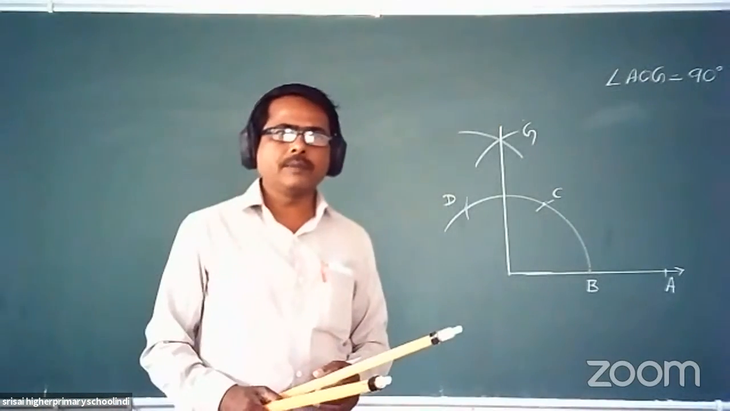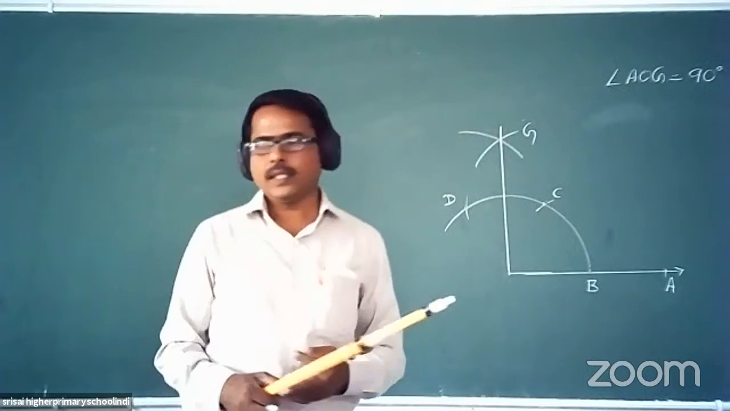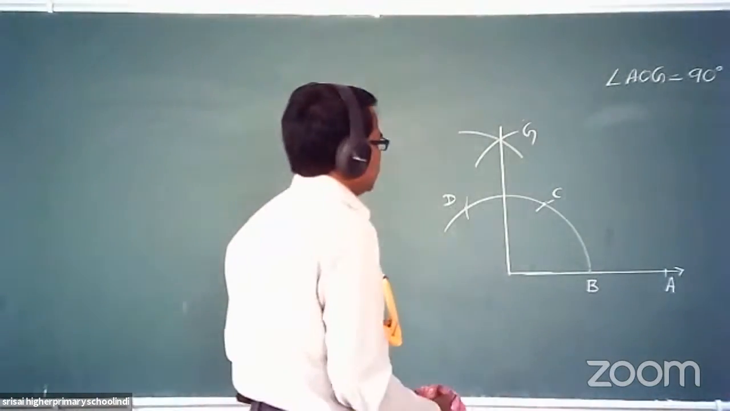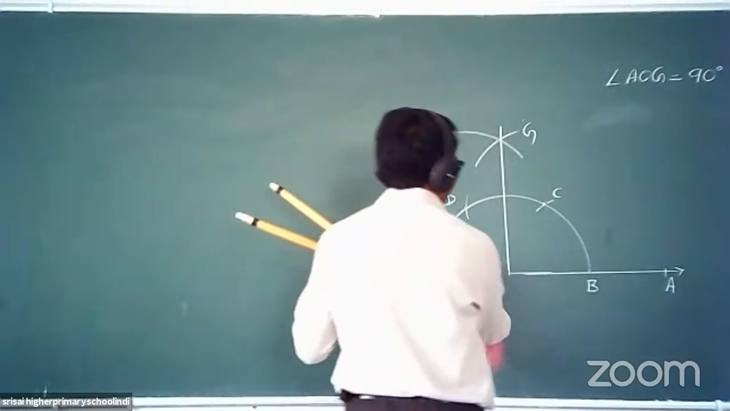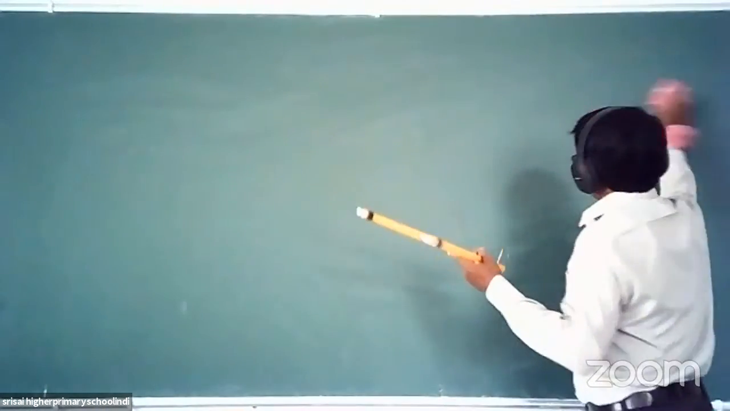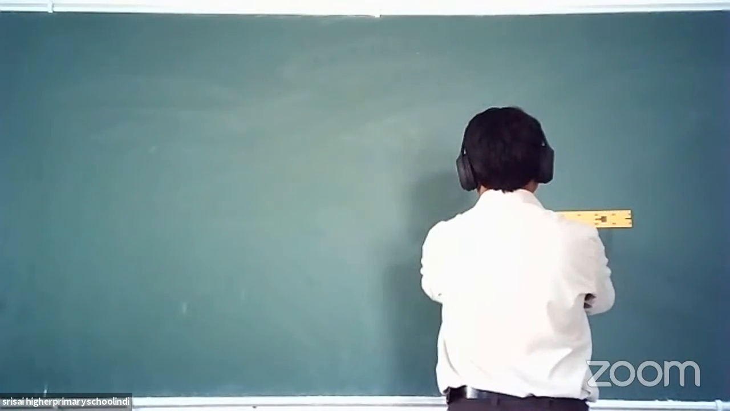Shall I draw one again? What you are not understood, tell me. You have to observe and draw it. First draw a ray. You draw one ray.